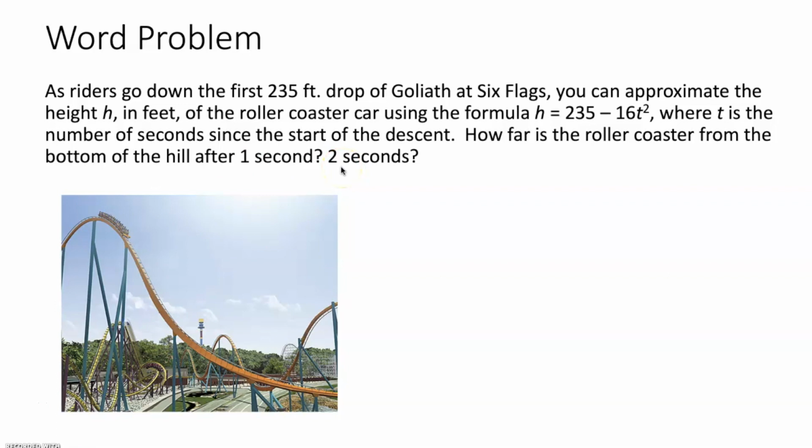So, first step in a word problem. We're not scared. We can do this. Step 2: what is the question asking us to find? It's asking us how far the roller coaster is from the bottom of the hill after a certain amount of seconds. Well, isn't there a formula they give us to tell us how far the roller coaster is from the bottom of the hill, aka the height of the roller coaster? Yeah, h is equal to 235 minus 16t squared. So all we have to do is use this formula to figure out how far the roller coaster is from the bottom of the hill, aka the height of the roller coaster, after 1 second and after 2 seconds.